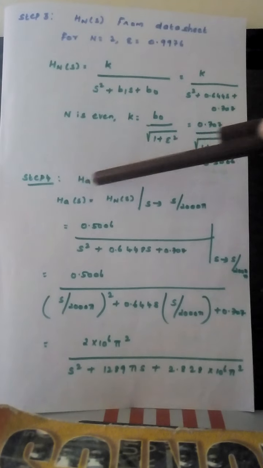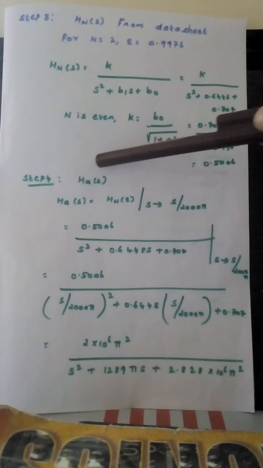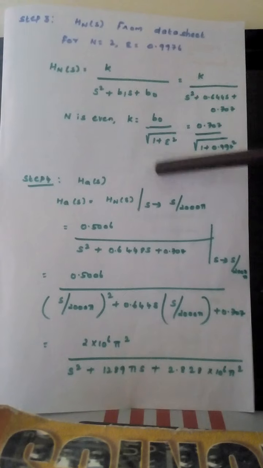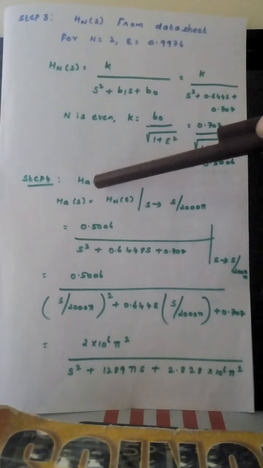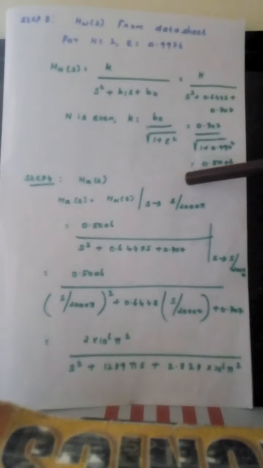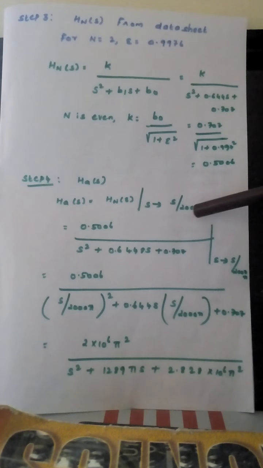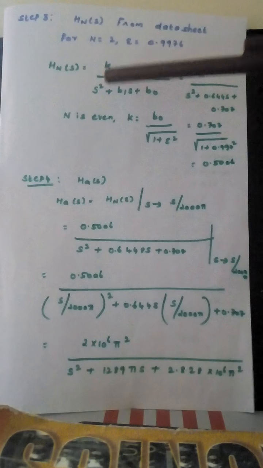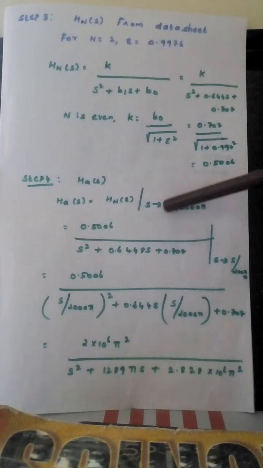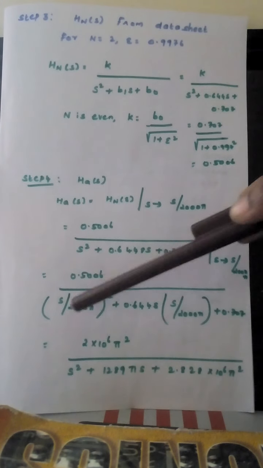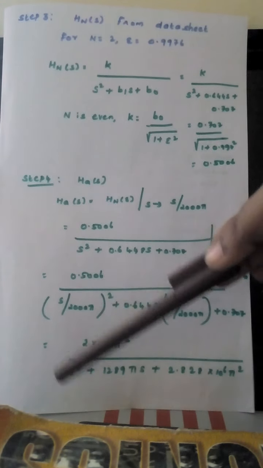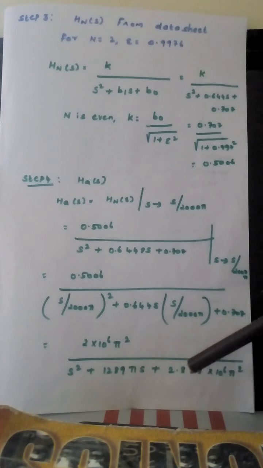Step 4 is to find H of s, that is the frequency transformation. Here they didn't mention anything, so we are going for low pass to low pass transformation. That means s will be replaced by s by omega c. Here omega c is nothing but your omega p, which is 2000 pi. So s will be replaced by s by 2000 pi. If we replace it here and simplify, we get H of s.